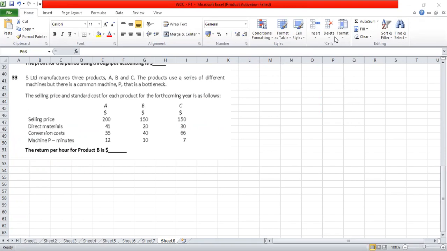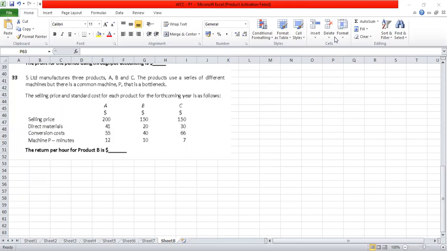Question number 33. S Limited manufactures three products A, B, and C. The products use a series of different machines, but there is a common machine P, that is a bottleneck. The selling price and standard cost for each product for the coming year is as follows: A, B, C. What is the return per hour for product B?